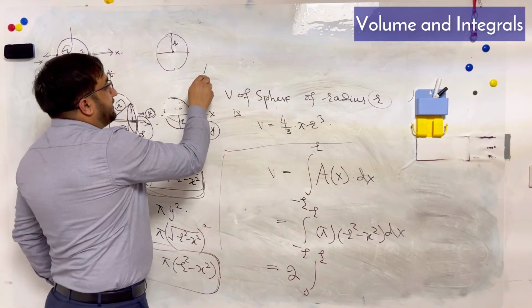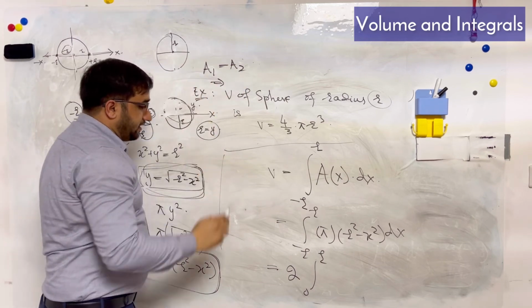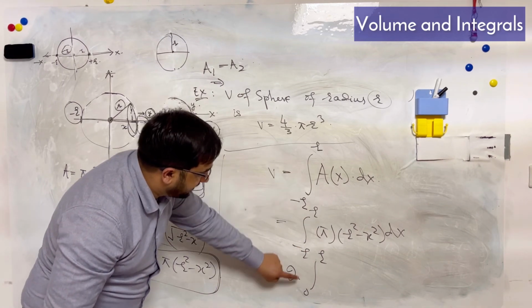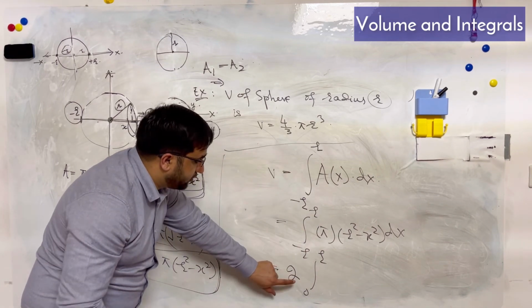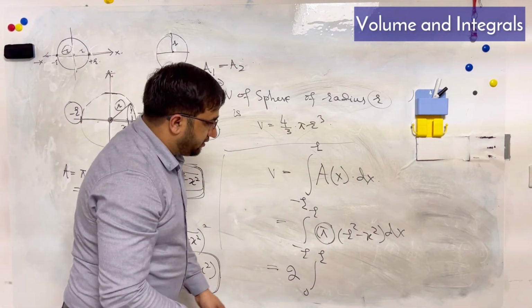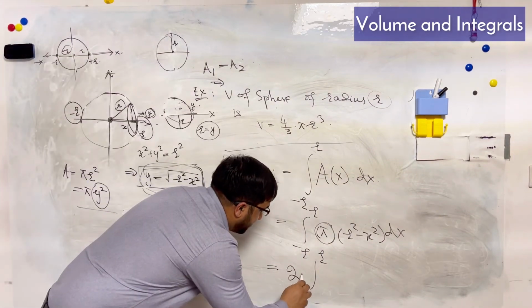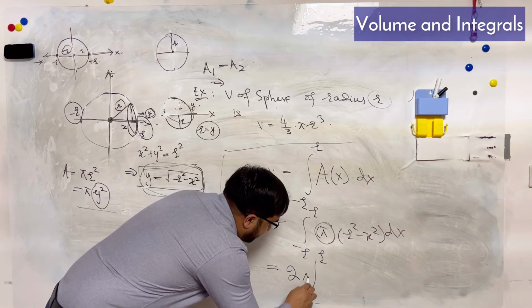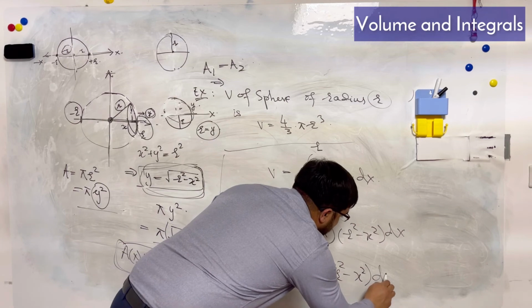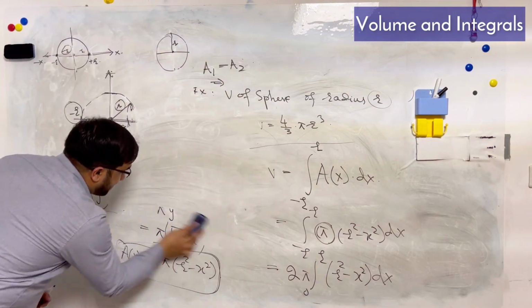I told you that if you understand the concept of the area, how it's working, you can replace the limits from negative r to r with 2 times 0 to r. It will not affect any sign, because they are the same. So you can always add 2 into the area. And pi is a constant, you can take it outside. Inside it is r square minus x square dx. Since your variable is x, you will do the calculation.